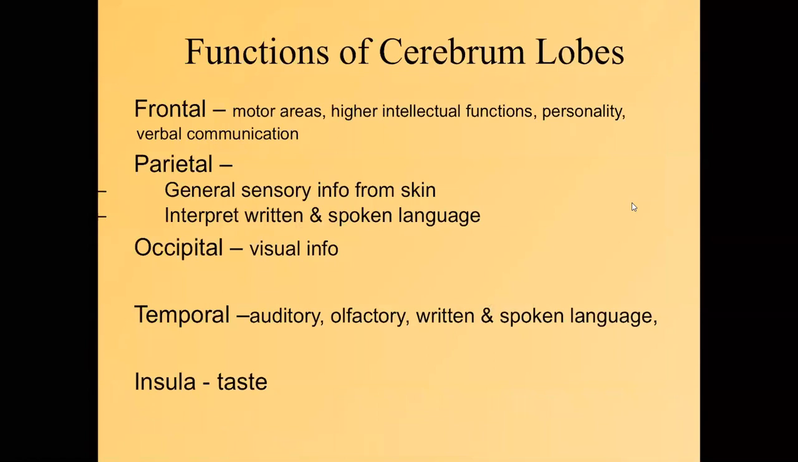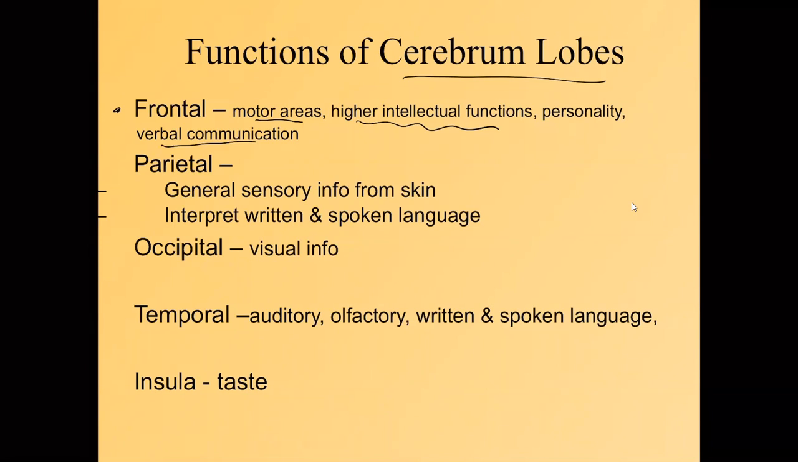Okay, now the functions of the lobes. The frontal lobe has motor areas. It has your higher decision making, so higher intellectual functions. It's where your personality originates, and it has verbal communication. So are you able to speak clearly? Which sometimes making these videos, I don't feel that way.